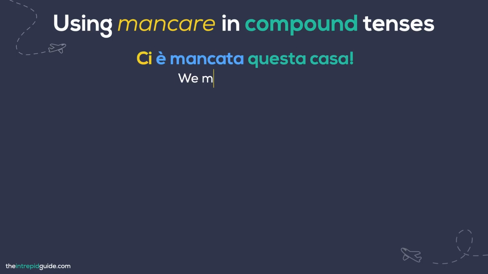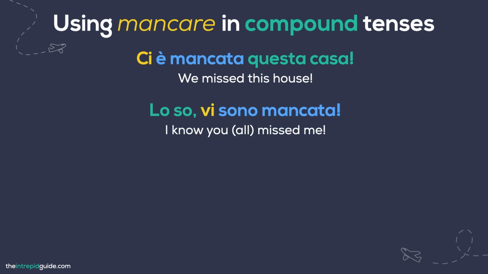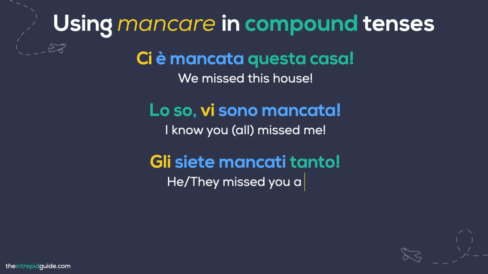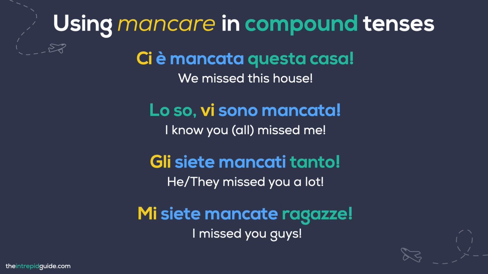Let's take a look at some examples. Ci è mancata questa casa. We missed this house. Lo so, vi sono mancata. I know you all missed me. Gli siete mancati tanto. He, they missed you a lot. Mi siete mancate, ragazze. I missed you guys.